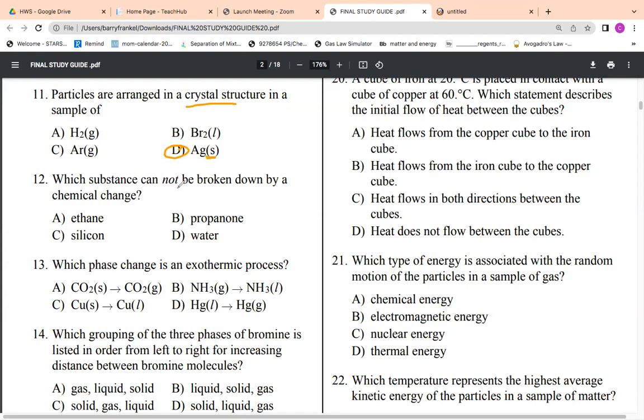Number 12, which substance cannot be broken down by a chemical change? The only things that can't be broken down by chemical changes are elements. Okay. We should at this point be able to recognize that silicon is the element here.